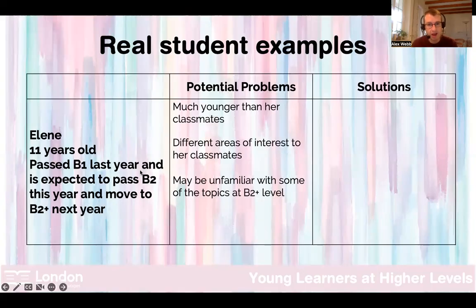Again, she may be unfamiliar with some of the topics at B2 plus level. At C1, there's no For Schools version. So these topics are adult topics, and she is 12 years old. Of course, she's going to be unfamiliar with some of these topics.